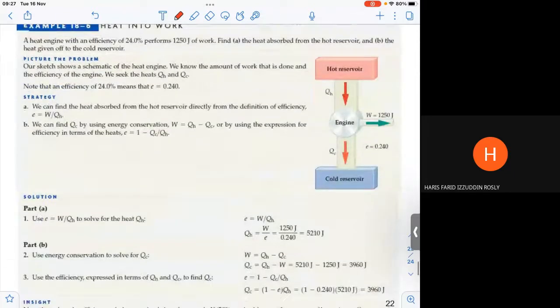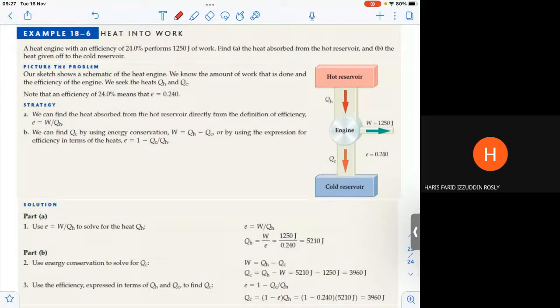Okay, look at how they turn it into examples. A heat engine with an efficiency of about 24% performs 1,250 joules of work. Find A, the heat absorbed from the hot reservoir, and B, the heat given off to the cold reservoir. So how did they do it? First, the efficiency of the heat engine.